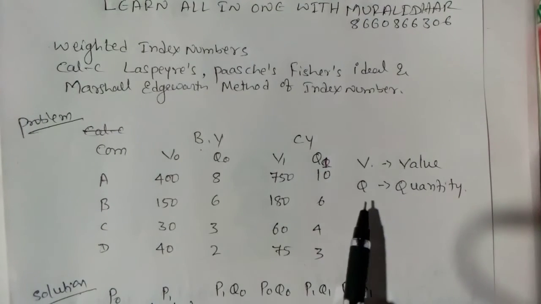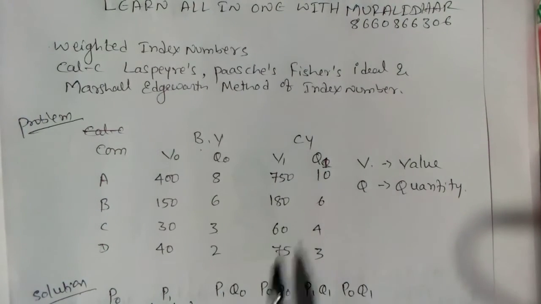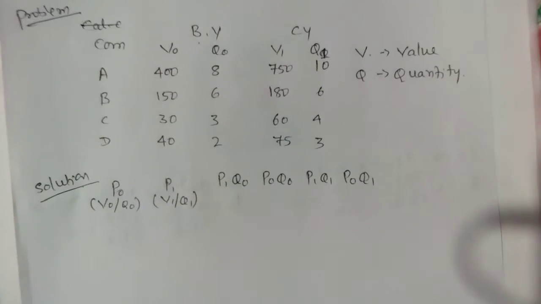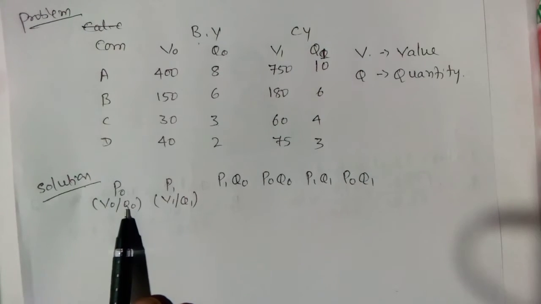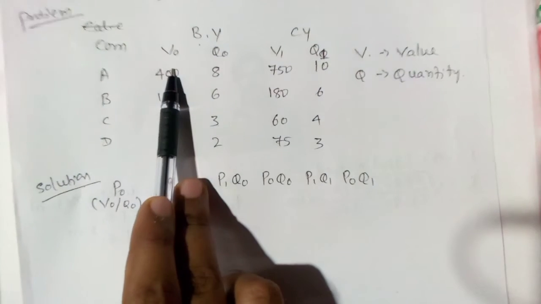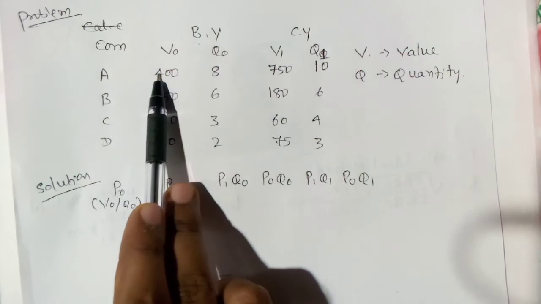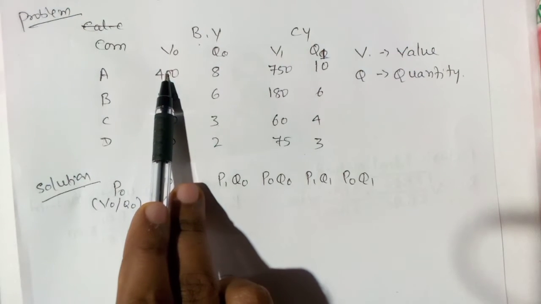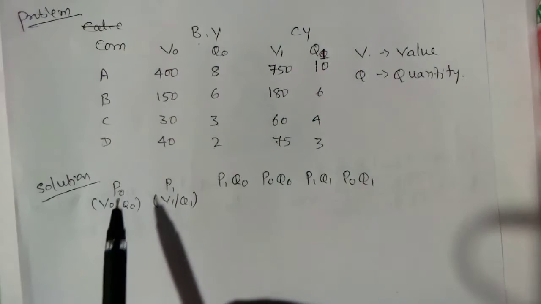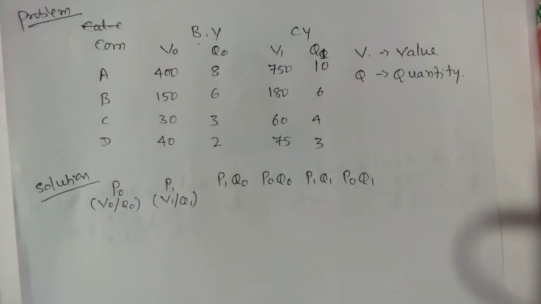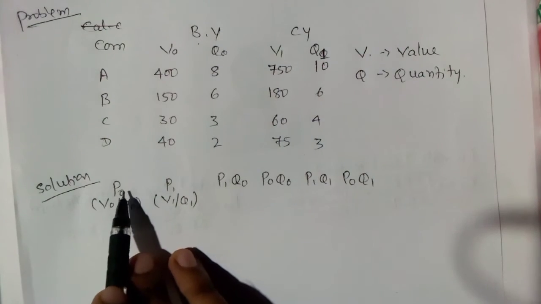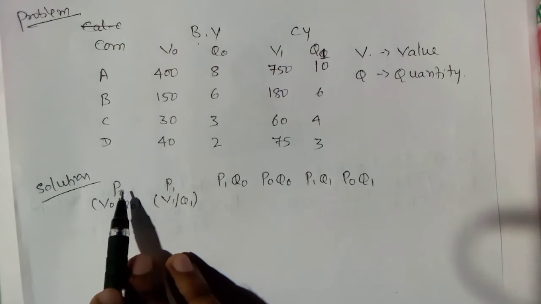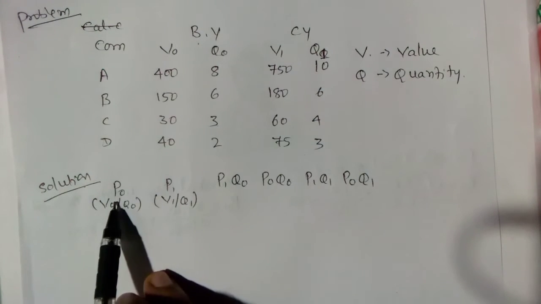Let us go for finding the p naught. How to find out the p naught? To find out the p naught means v naught divided by q naught. Here is the v naught and here is the q naught. We need to divide v naught by q naught. Whatever values arise, we need to substitute here to find out the p naught. This is the solution.